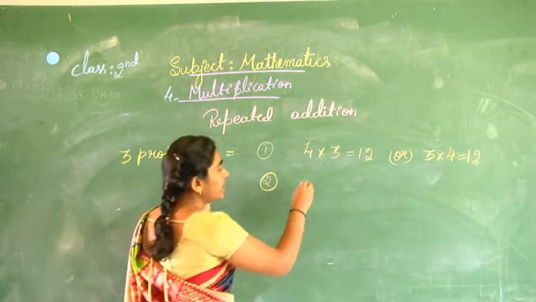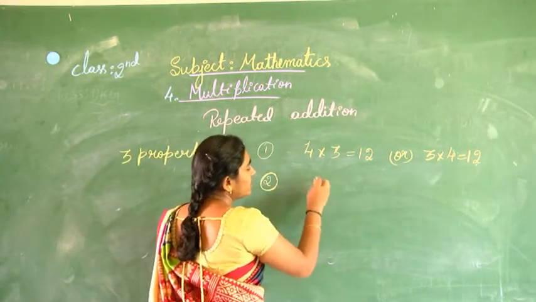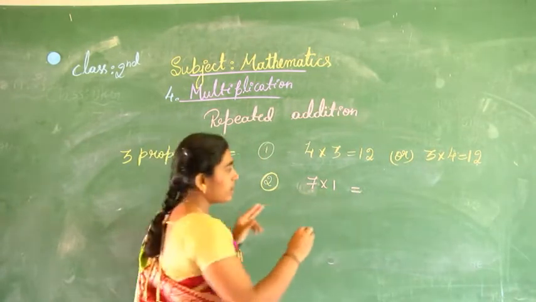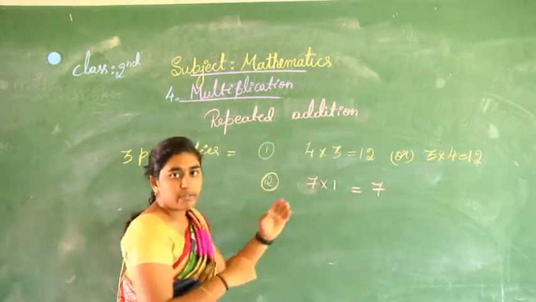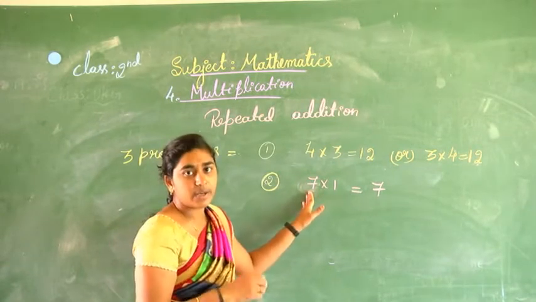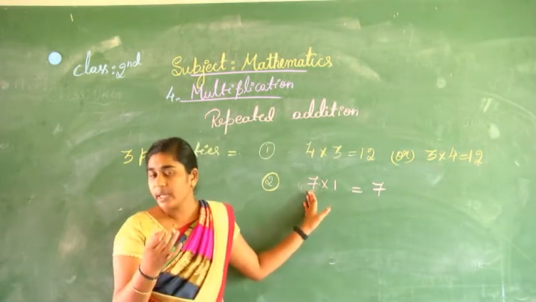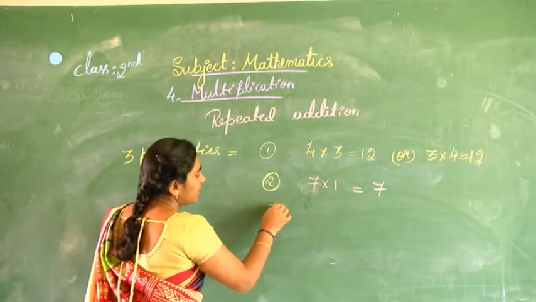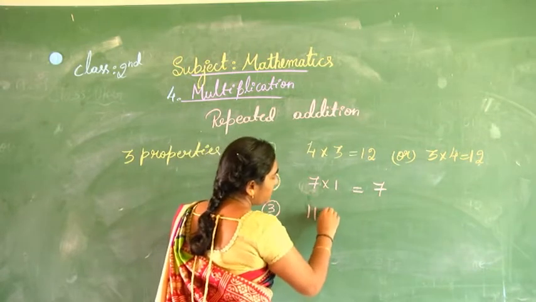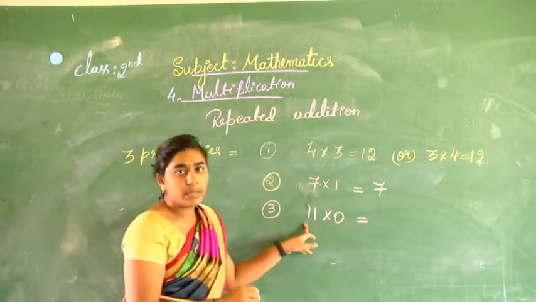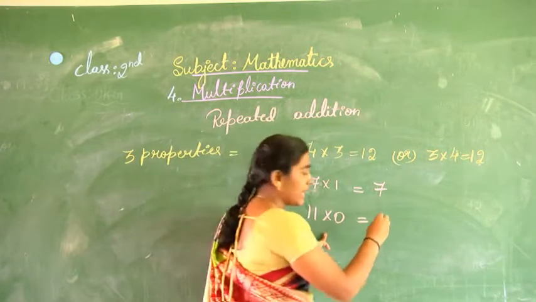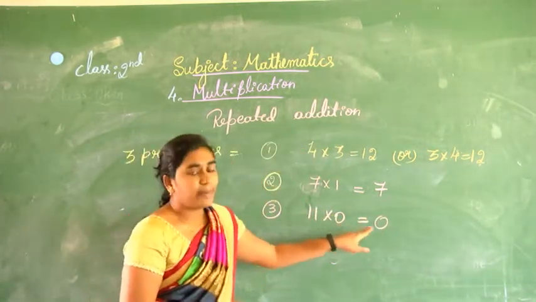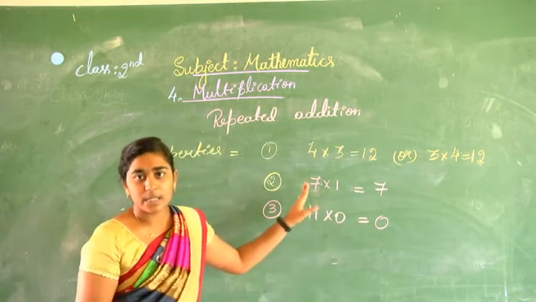The second property is multiplication with the number 1. Any number multiplied with 1 will give the same number, whatever the number may be. I have written 7 here. You can write 9, 12, 30, whatever the number, you will get the same answer, 7 itself. And the third property says a number multiplied with 0. Any number multiplied with 0 will give the answer as 0, right? Whatever the number multiplied with 0 gives 0. These are the 3 properties.